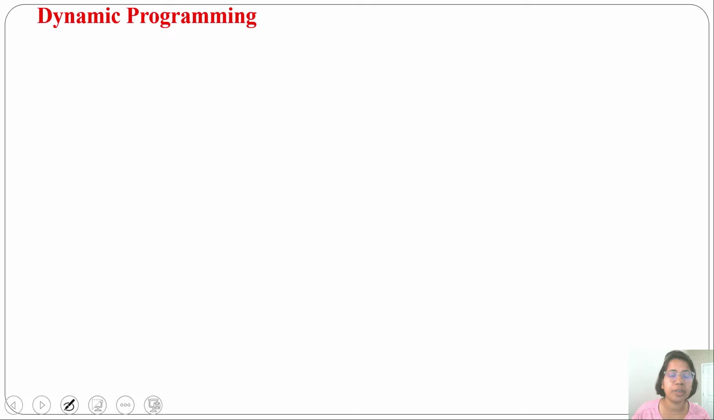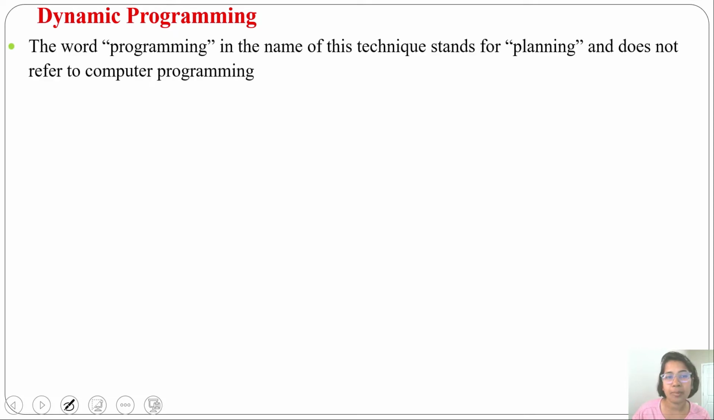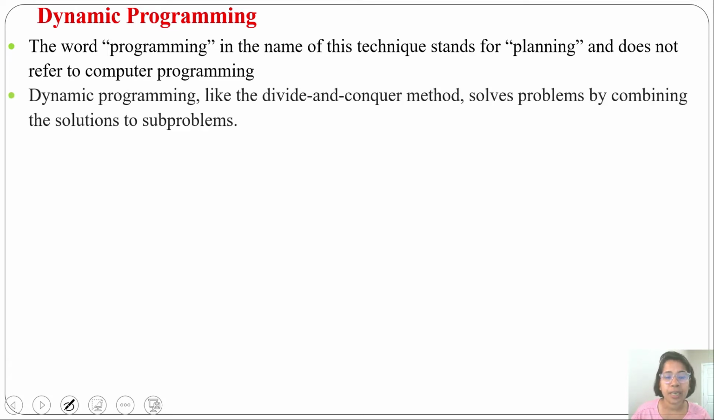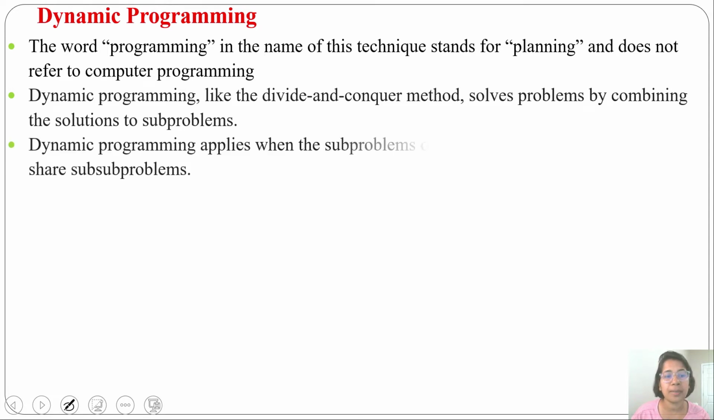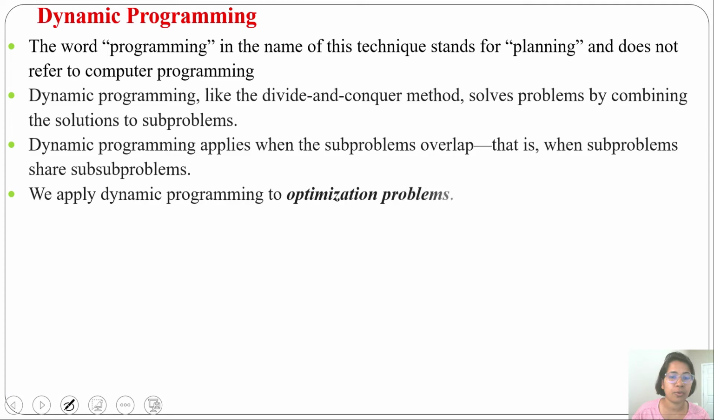Here the word programming meaning is not coding, it's about planning. How can we plan to solve the problem? So dynamic programming, like divide and conquer, solves problems by combining solutions of subproblems. When subproblems overlap, then we use dynamic programming.